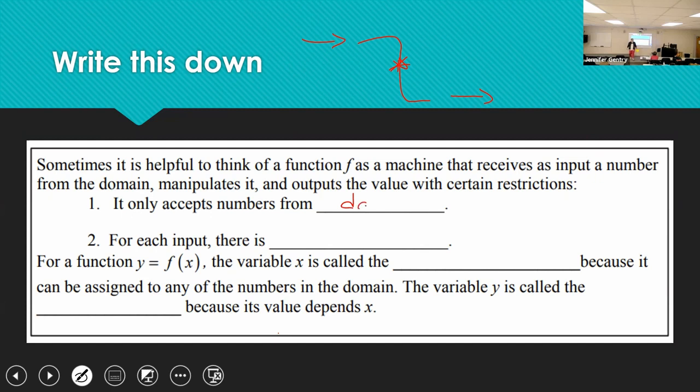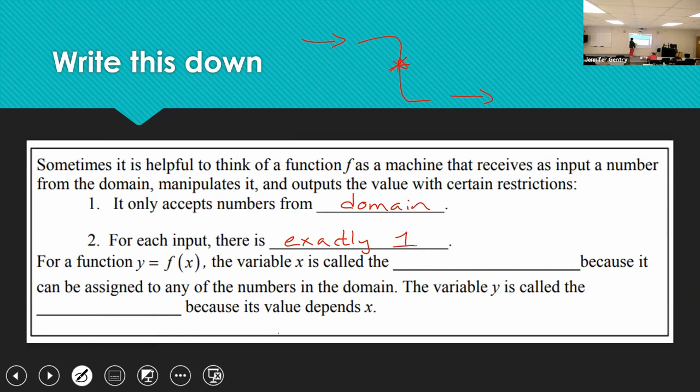Your x has to come from your domain, because that's where x comes from. For each input, we're talking a function. So for every x, there is only one output. Exactly one output.